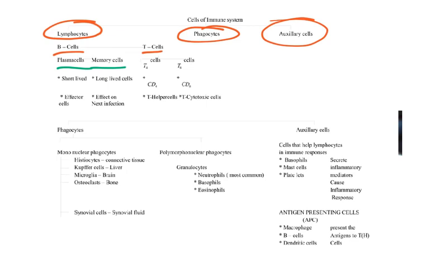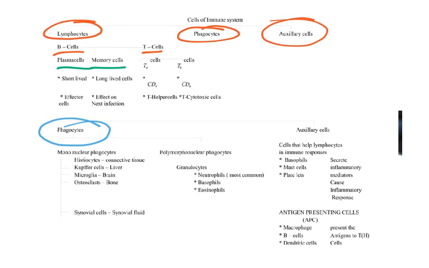T cells are of two types based on the cluster differentiating molecules, which we call T4 and T8. In general terms, we say T helper and T cytotoxic cells. T helper cells are responsible for either humoral or cell mediated immunity. T cytotoxic cells are responsible for cell mediated immunity. Phagocytes are of two types: mononuclear phagocytes and polymorphonuclear phagocytes. The descendants of monocytes are considered mononuclear phagocytes. When monocytes are activated, we call them macrophages.